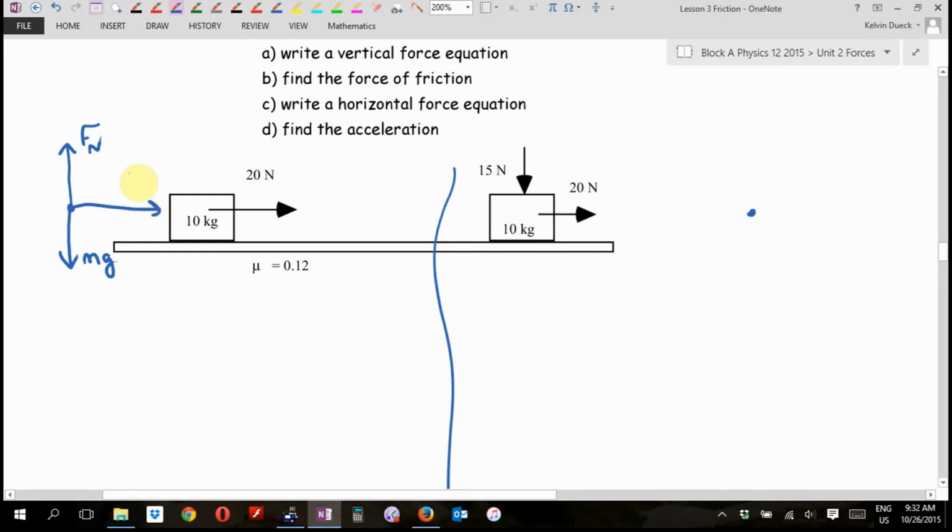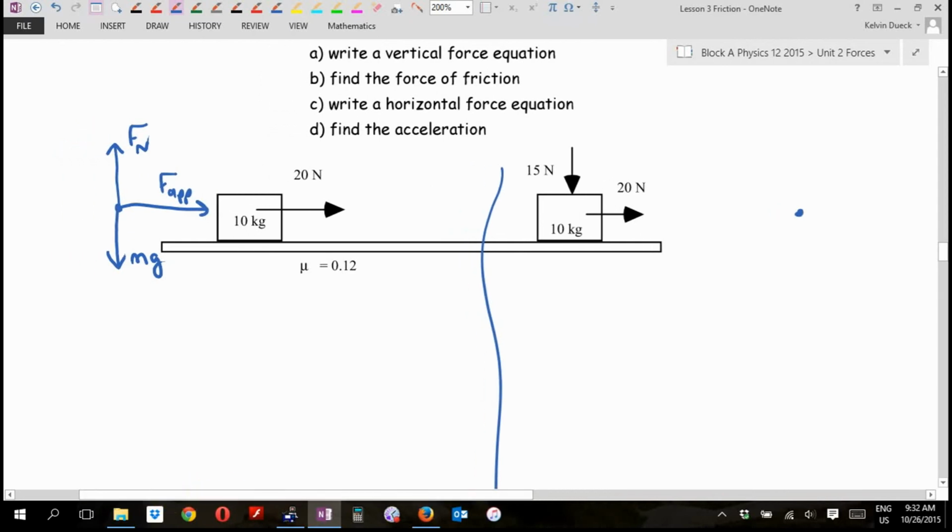Yeah, let's call it F applied, just so that both our diagrams look identical. So Ty, which way is this block accelerating to? So which way will friction be acting? Am I going to draw friction bigger, smaller, or the same size as F applied? Smaller, because you told me it's accelerating to the right. So the winner must be to the right. So I'm going to go like that.